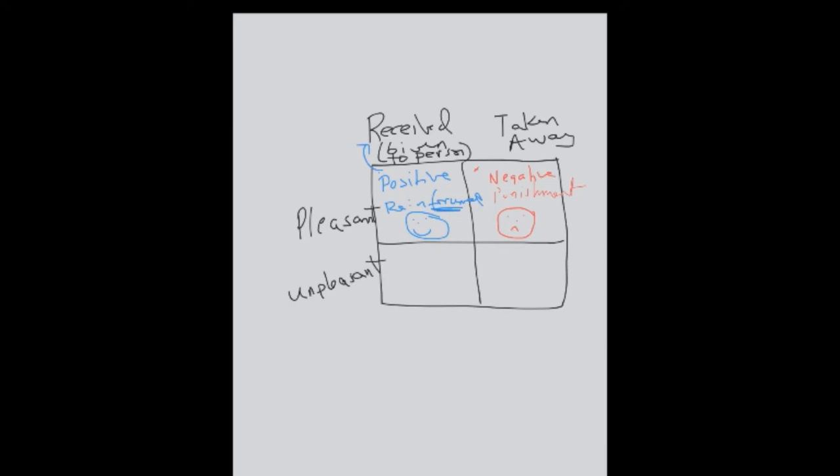Now let's go down here to this box, bottom left, and in this case, something unpleasant is being received or being given to the person. No, nobody likes that. We don't want to get unpleasant things. And so that's going to be an example of positive punishment. Now at first that sort of sounds like an oxymoron, right? It's a contradictory term, because how can punishment be positive? Now remember, the word positive here doesn't refer to whether it's good or bad. It just refers to whether something is being given or taken away.